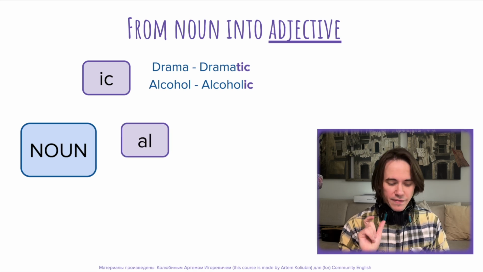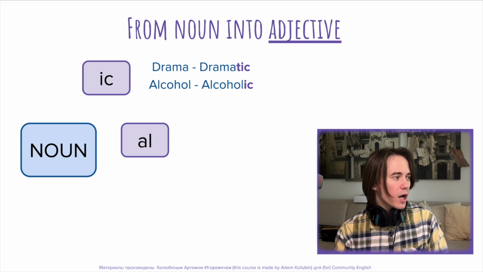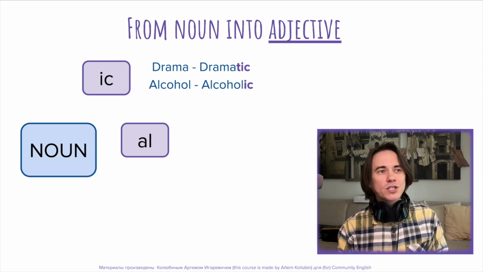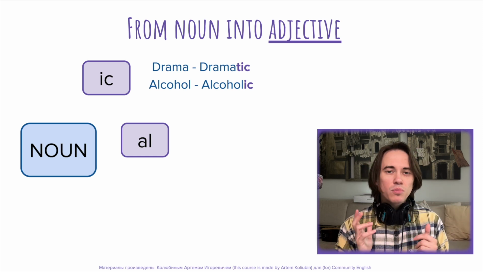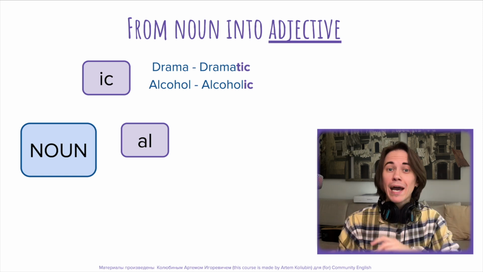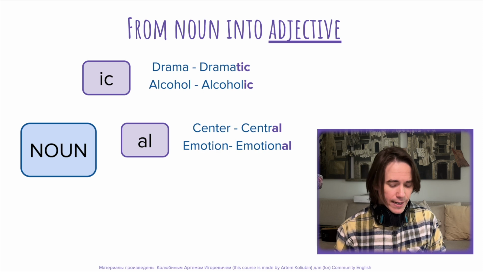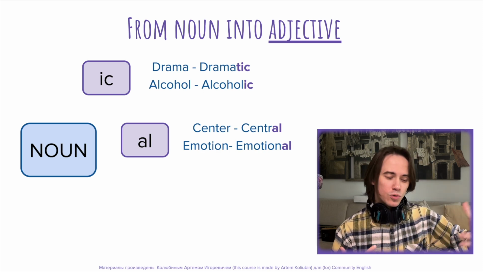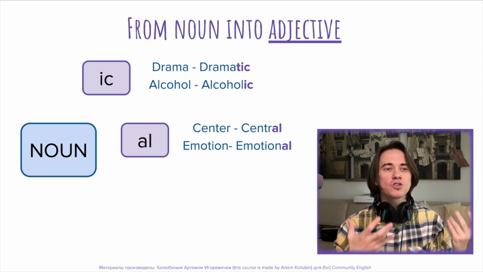So then you have al. It's another adjective suffix. The problem here is that there is not a particular kind of difference in meaning between ic and al. You just have to remember that certain words would take al, certain words would take ic. But it's more important for you not to see the difference between the suffixes, but to recognize that these suffixes belong to adjectives. That's all. So center, central, right? Emotion, emotional. With time you will develop a feeling when it's better to use al or ic. But for now, let's just give them a look because we have quite a few suffixes, just to recognize it.